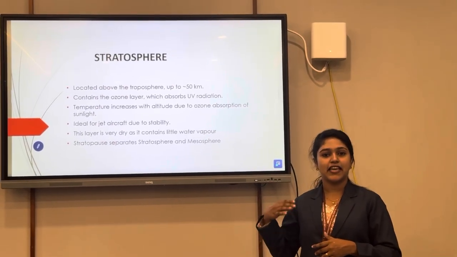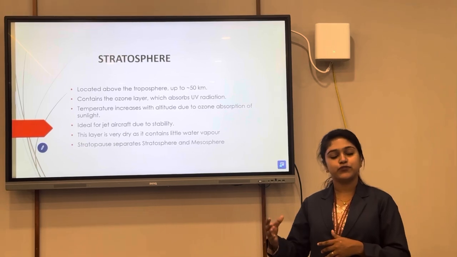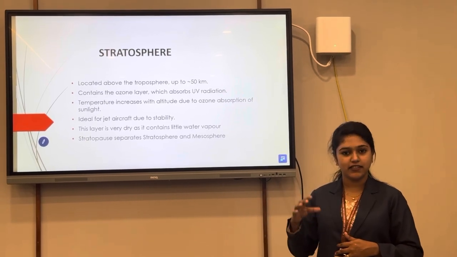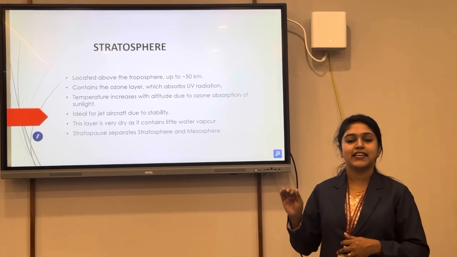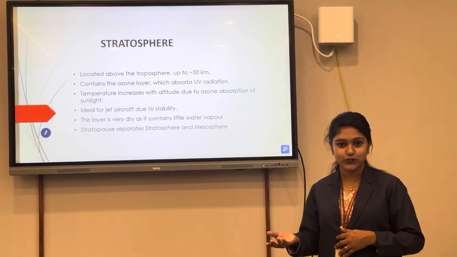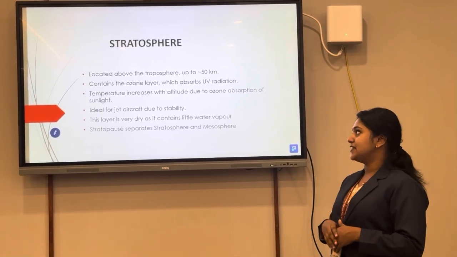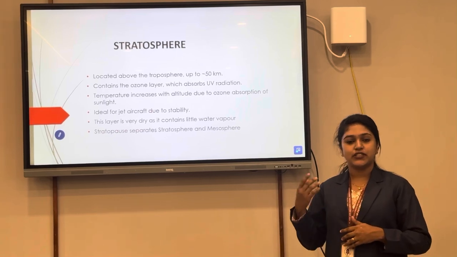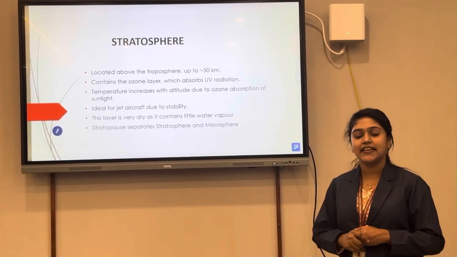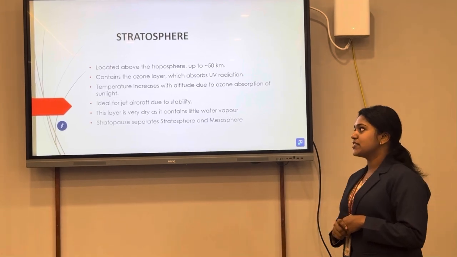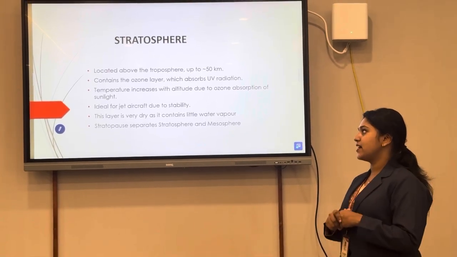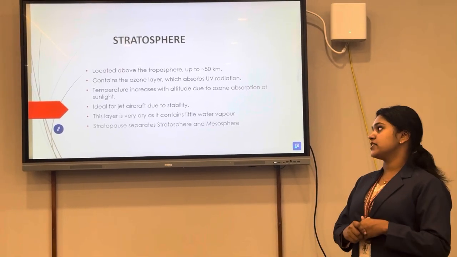and the next layer, the stratosphere, which is just above the troposphere, up to 50 kilometers from the earth's surface. This layer contains ozone, so it is also known as the ozonosphere. The temperature increases with altitude. It is ideal for jet aircraft. This layer is very dry as it contains little water vapor.